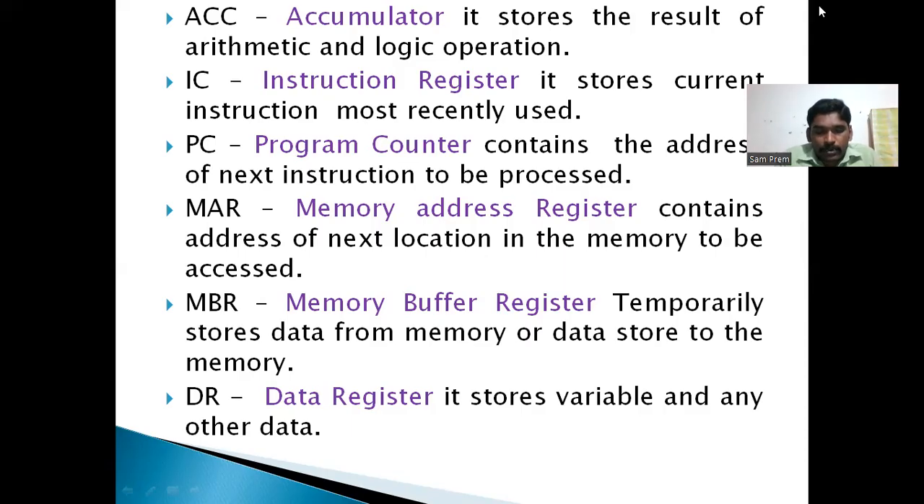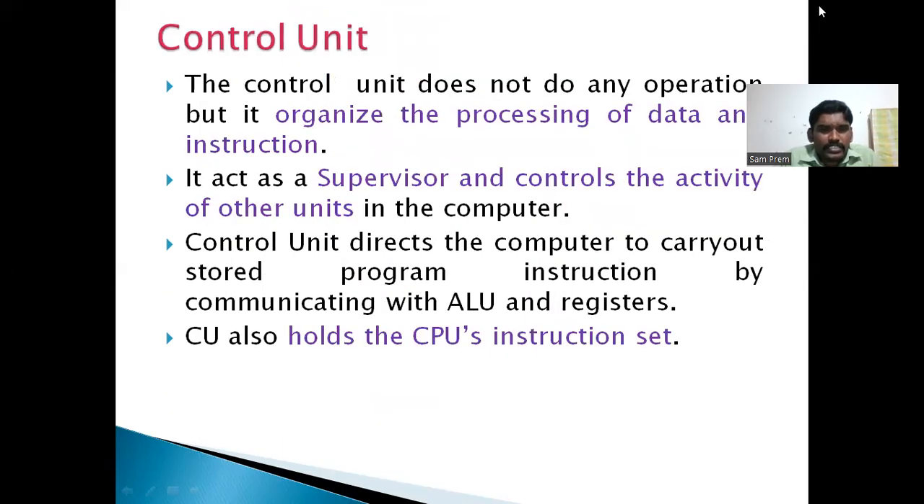DR is another register. And then next one, the control unit. The control unit controls the entire activities in the system. That means it does not do any operations, but it organizes the processing of data and instructions. It acts as a supervisor and controls the activity of the other units in the computer. The control unit directs the computer to carry out stored program instructions by communicating with the arithmetic logic unit and registers. The CPU also holds the CPU's instruction sets.